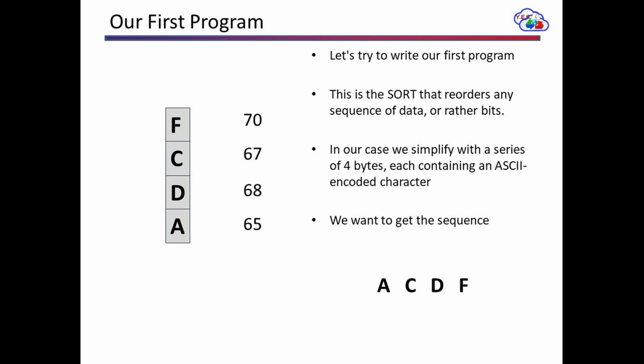There are other algorithms, much more efficient, such as quicksort and merge sort, which are useful for handling very large amounts of data. In our case, we simplify the problem by choosing a series of only 4 elements, 1 byte each, each containing an alphabetic character, according to the standard ASCII encoding. The sequence is initially FCDA, and should become ACDF.